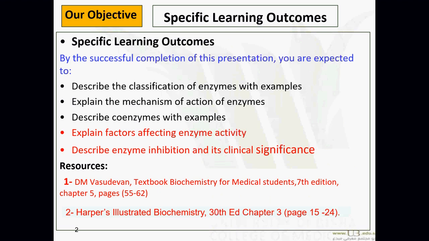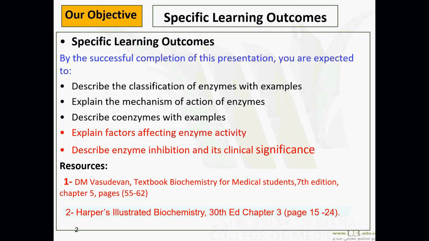So we'll be able to describe the classification of enzymes with some examples. This is the first objective. Second objective, to explain the mechanism of action of enzymes and the different theories regarding how the enzyme performs the activity of accelerating the reaction, and describe the coenzymes with some examples and explain the cofactors affecting enzyme activity, and describe the enzyme inhibition and its clinical significance.